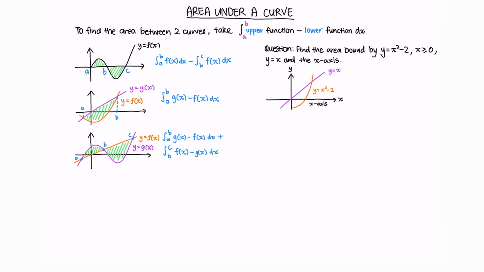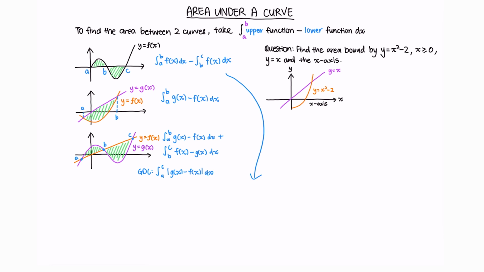In the GDC, there's actually a little special trick you can do to find the area bounded by two curves without worrying about splitting the integral into multiple parts. So this is only for the GDC. What we can do is take the integral from a to c, and then we take mod of gx minus fx.